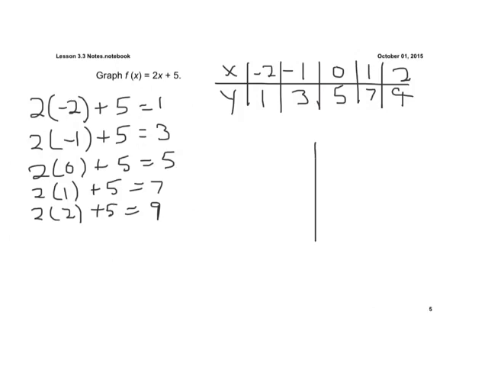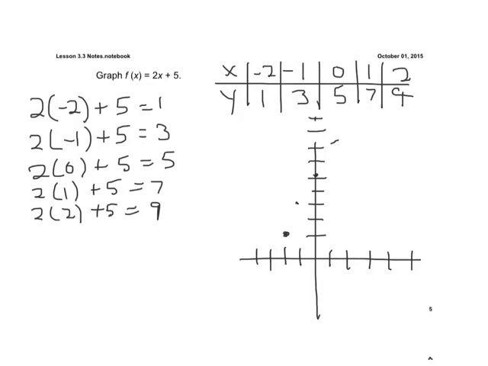Okay, so let's go ahead and graph it real quick. Okay, if we graph this negative 2, let's put a couple tick marks in here. Okay, negative 2, 1. So we're going to go left 2, up 1. We're going to go left 1, up 3. We're going to stay at 0 and go up 5. We're going to go over 1 and up 7. And one more. We're going to go up to 9 over 2.